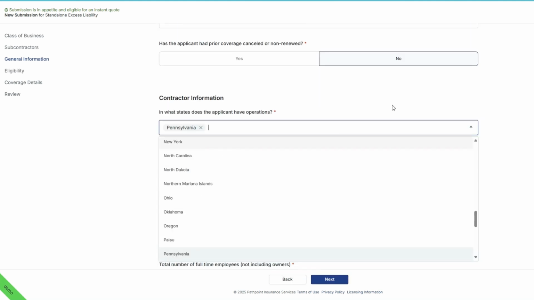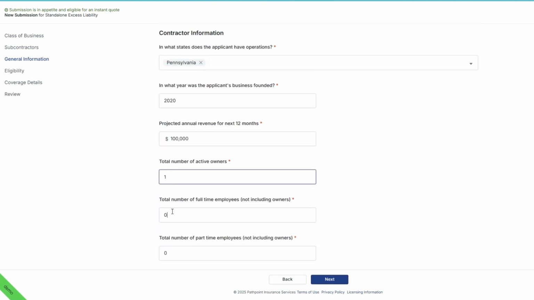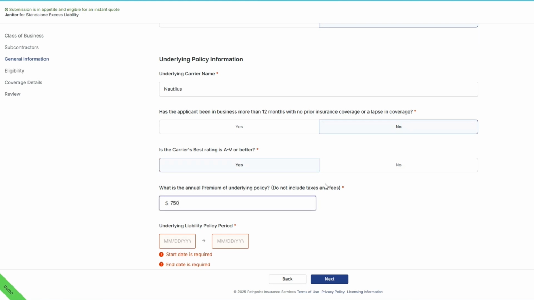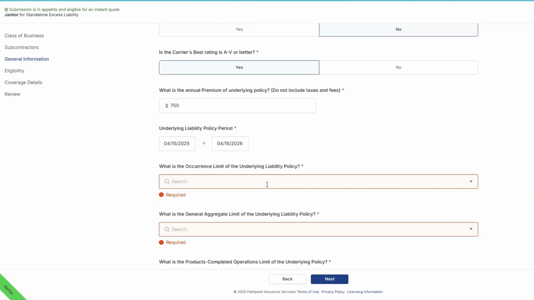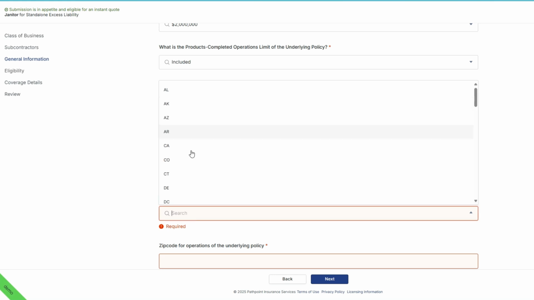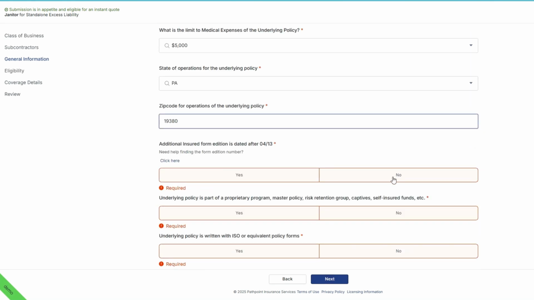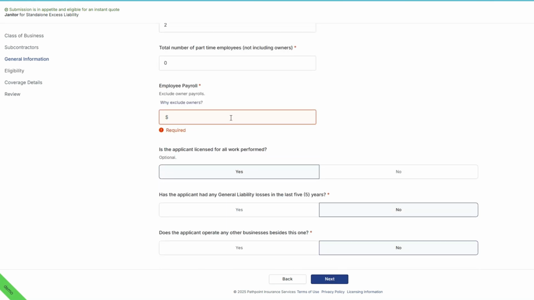with answering the general information regarding the business and its exposures. For excess coverage, you will enter the underlying policy information, including carrier info and their provided limits. We accept coverage written over any carrier rated A or better with attachment points of 1 million.